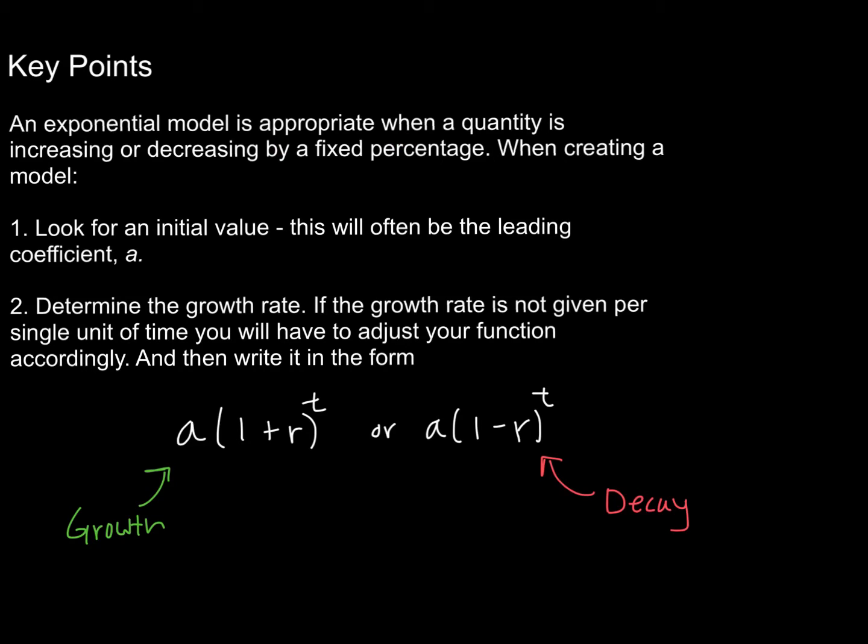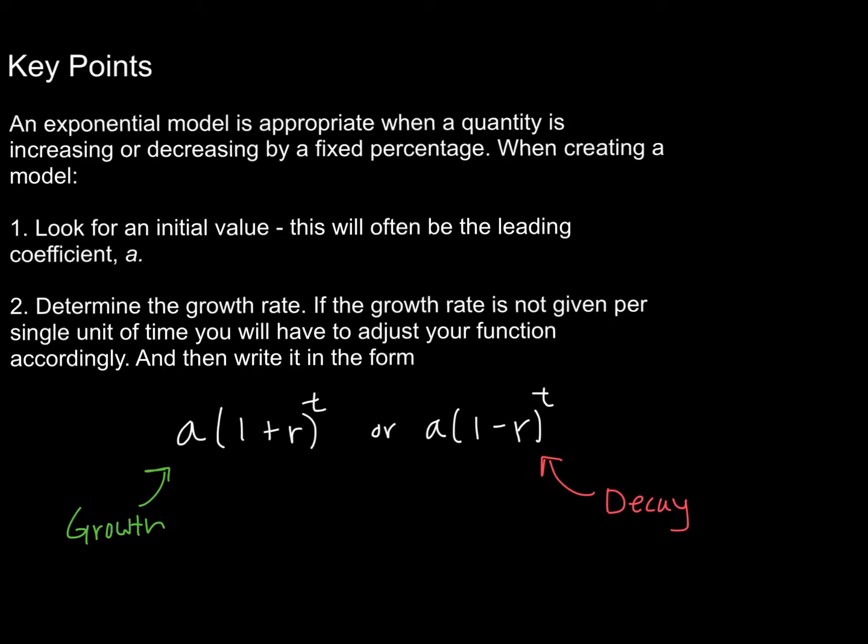An exponential model is appropriate when a quantity is increasing or decreasing by a fixed percentage, right? That's the way that we write the expression. When we're multiplying by something, we're changing it by a percentage of itself, which is this either growth or decay rate that we've written down here. So whenever you see a fixed percentage increase or decrease, you want to go ahead and use an exponential model.